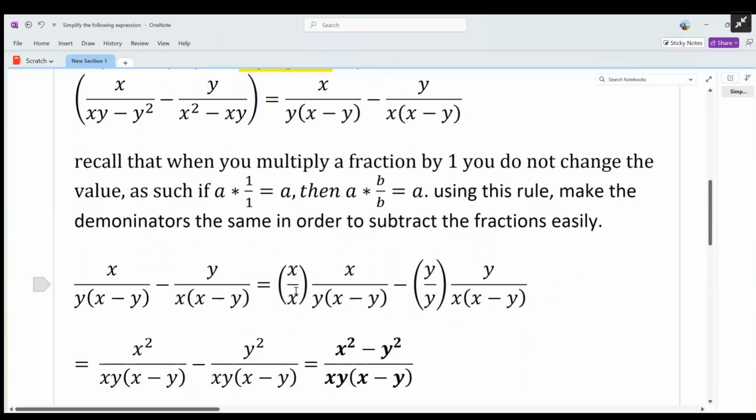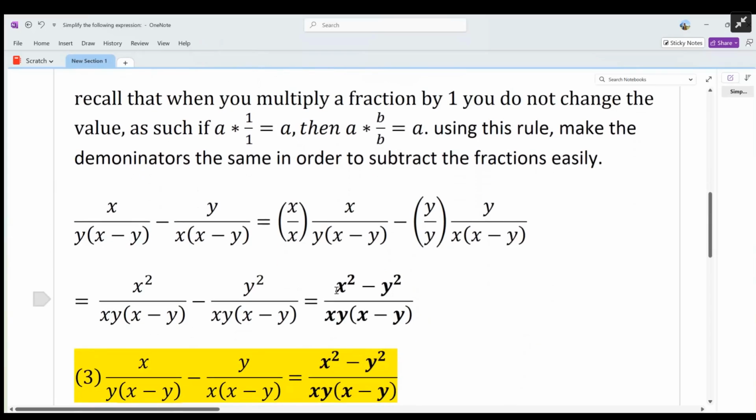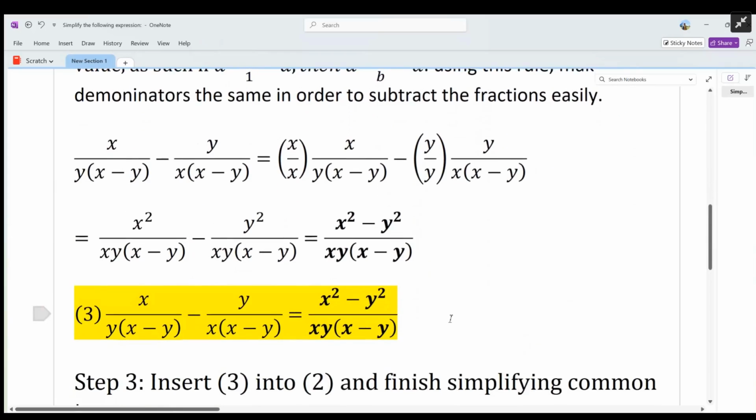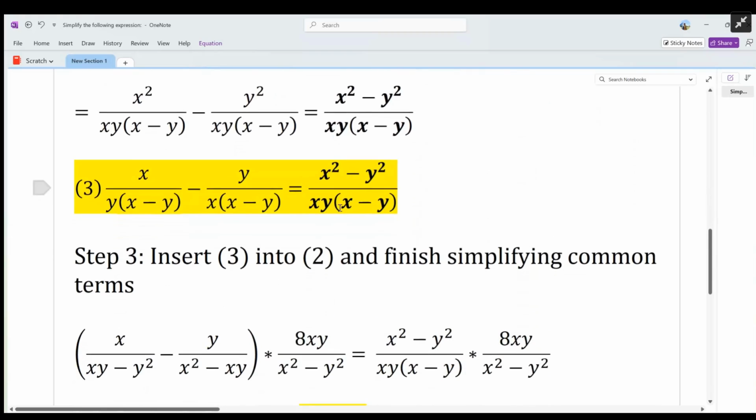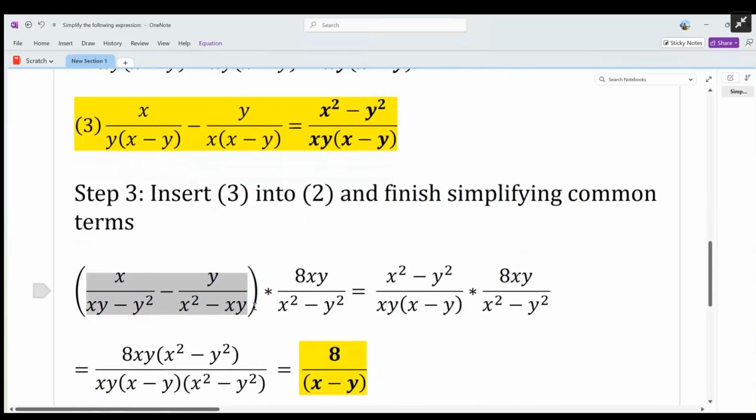And so that's exactly what we do. We multiply by x over x on the left one and y over y on the right one. When you do that, you'll end up with x squared minus y squared all over xy times (x minus y) in parentheses, right? Once you have this final expression, you reinsert equation 3, which is this guy, back into equation 2. So this highlighted value gets inserted with this, right?